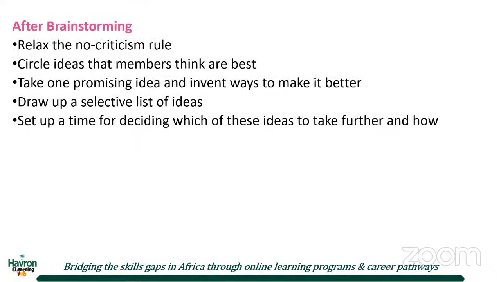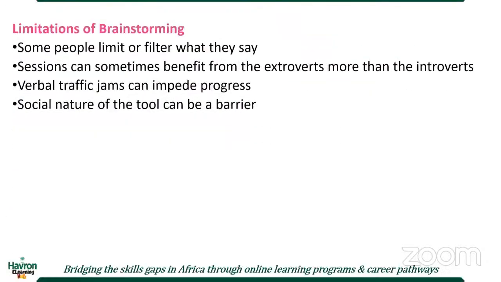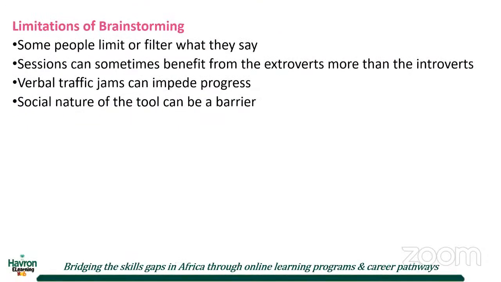After brainstorming, relax the no criticism rule in order to bring the most promising ideas to the surface. You are still not at the stage of deciding, note this. You are merely nominating ideas worth developing further. Circle the ideas and note what the members think. Take one promising idea and invent ways to make it better and more realistic, as well as ways to carry it out. The task at this stage is to make the ideas as attractive as you can.